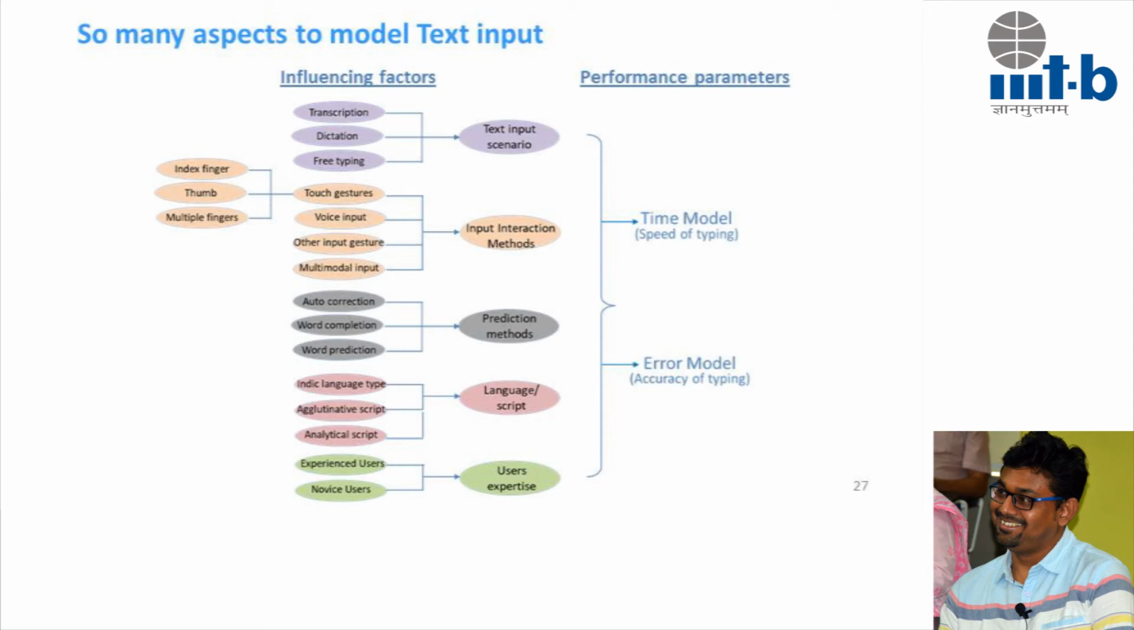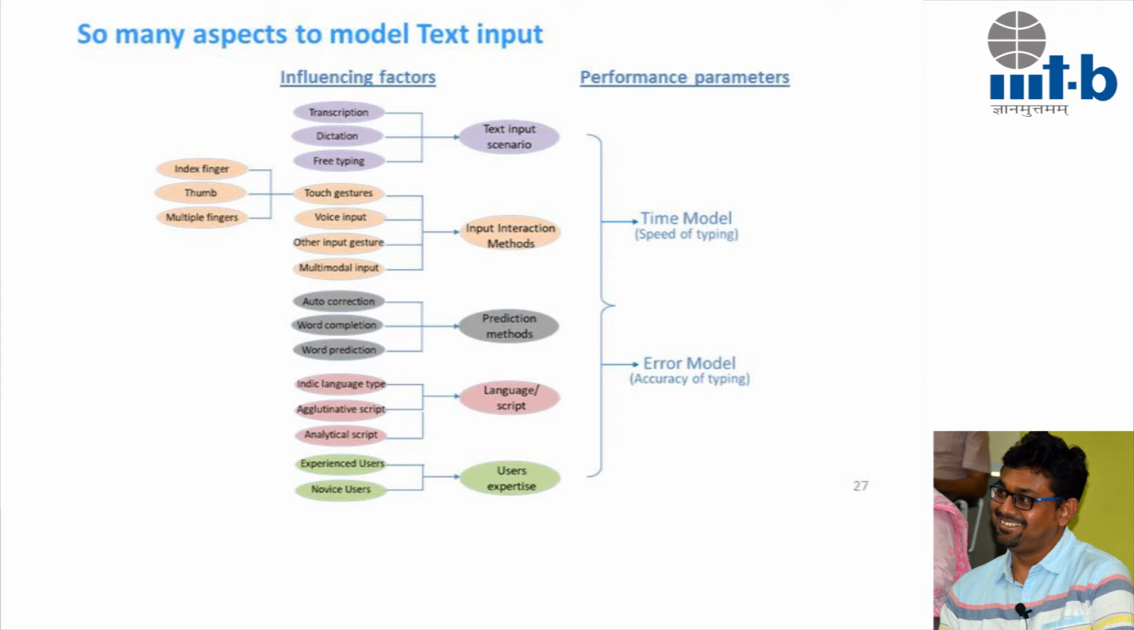Somebody already mentioned correction, auto correction, or word completion, word prediction. That plays a role. Then which finger are you typing with? Are you using an index finger, or one thumb, or multiple thumbs? There are different ways people type on a phone. Then what are you typing? Is somebody dictating something to you, or are you typing free flow? Because the performance would really differ. Then what type of script this is, and in the end, what type of user somebody is, what level of experience the user has.